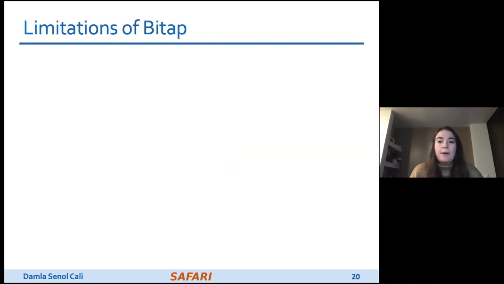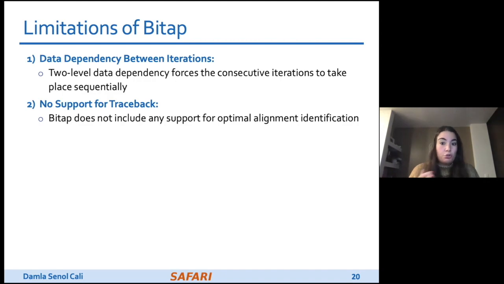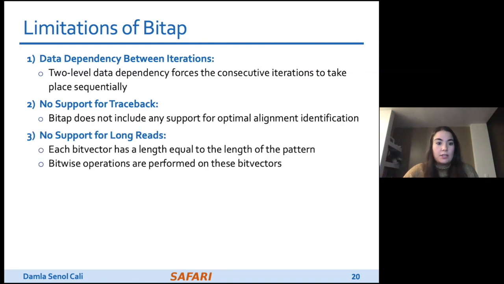So we find that Bitap has 5 limitations that hinder its applicability and efficient hardware acceleration for genome sequence analysis. And we have already covered the first 2 algorithmic limitations. And we have one more algorithmic limitation, which is no support for long reads. In Bitap, the query length, so read length, is limited by the word size of the machine running the algorithm, because each bit vector has a length equal to the length of the pattern or read, and we perform the bitwise operations on these bit vectors.